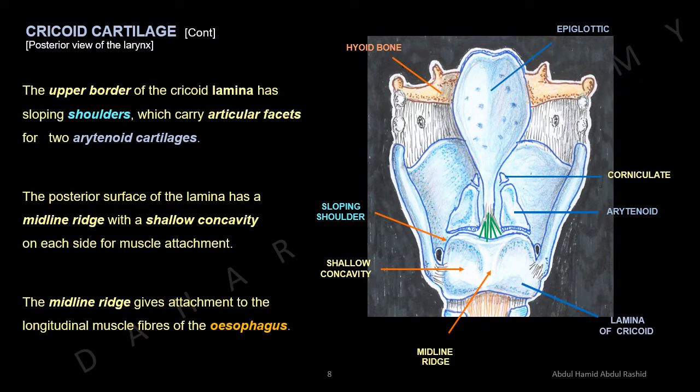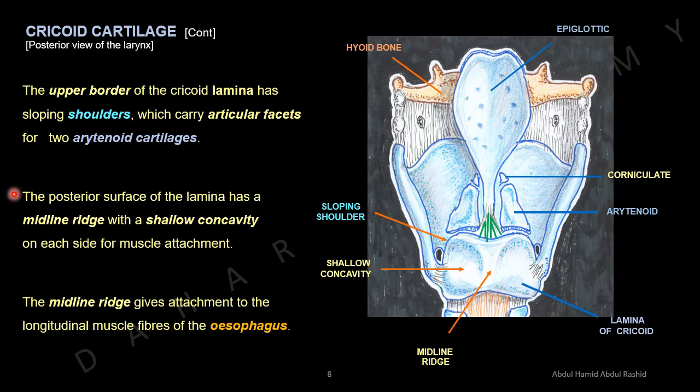Cricoid cartilage, continuation. This is the posterior view of the larynx. You are seeing the posterior surface of the epiglottis, thyroid cartilages, arytenoid cartilages, and lamina of the cricoid cartilage. This is the upper border of the lamina of the cricoid cartilage. It has a sloping shoulder on each side. It carries articular facets to articulate with the arytenoid cartilages. They are sitting over the upper border of the lamina.